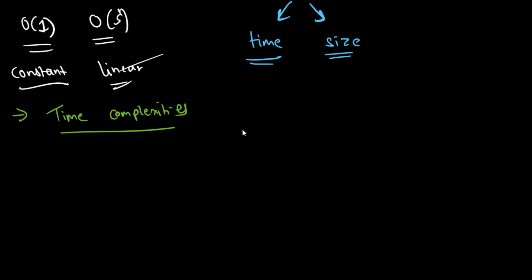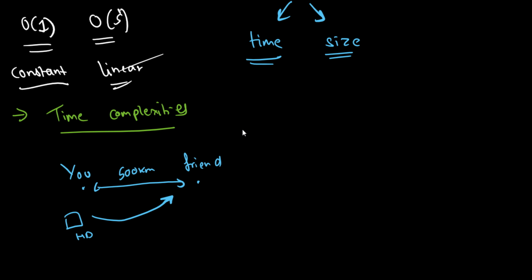For studying time complexities, let's take an example. For example, this is you and this is your friend, and you live around 500 kilometers away, let's say. You have a pen drive or a hard disk, let's say HD, and you have to transfer the contents of the hard disk to your friend. What can be the ways of transferring the data of the hard disk to your friend? There can be two ways.